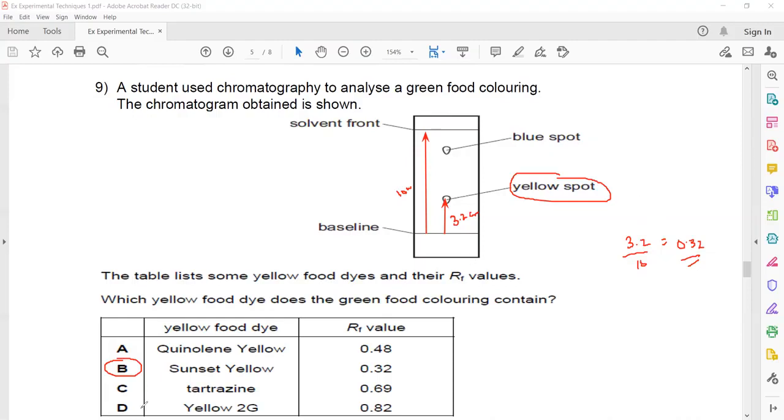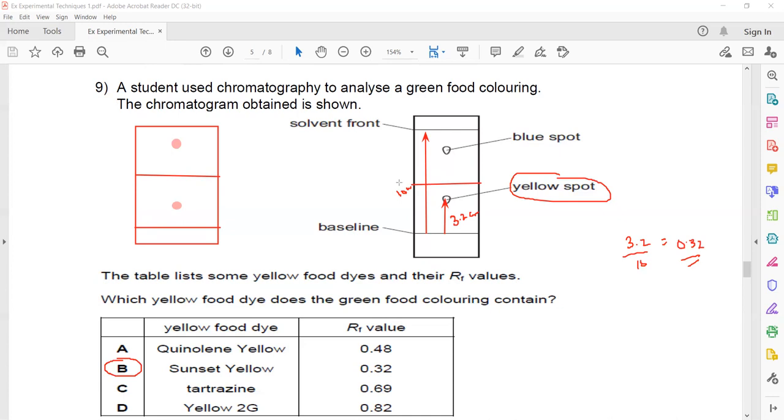It cannot be D. Why can it not be D? Because if the RF value is 0.8, like if this was a chromatogram, and you get a spot in this region, it will be less than 0.5. If you get a spot above the half region, it is more than 0.5. So you can clearly see this yellow spot is not at the halfway mark, it is below the halfway mark. So its value cannot be more than 0.5. It will obviously be less than 0.5. Is it clear?